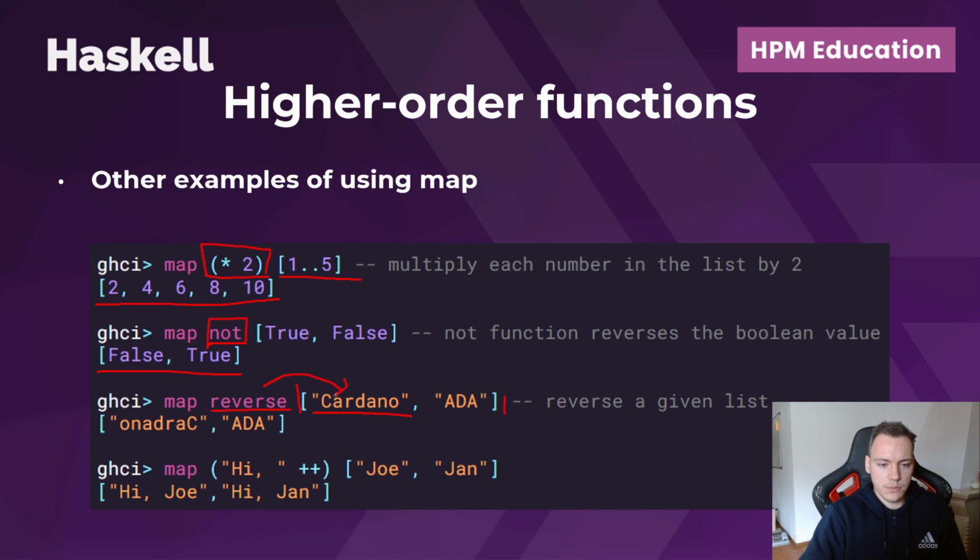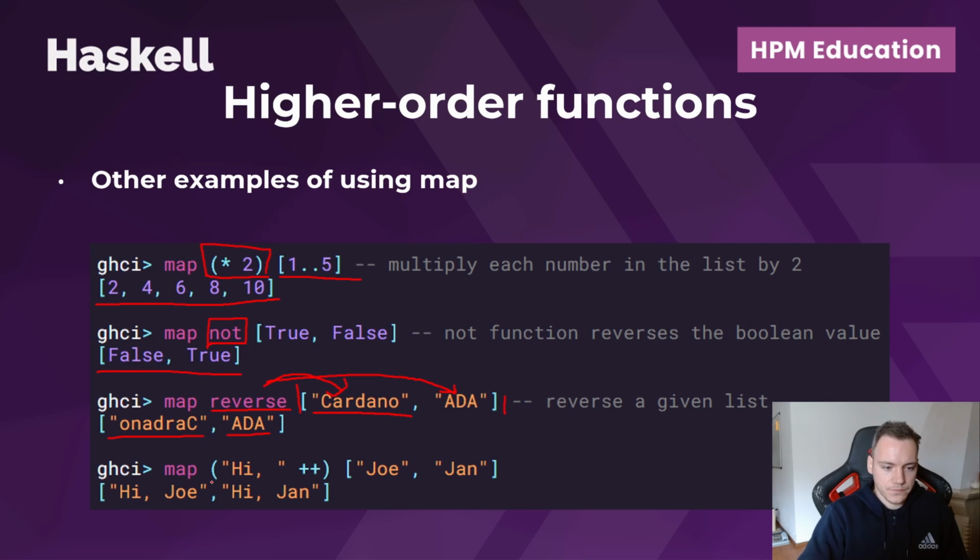So reverse apply to Cardano and apply to Ada. Of course, with Ada, it stays the same because it's the same order, but the Cardano string is reversed here. We can also have some function. This is again using partial application of the plus plus operator, and then we apply it to the function to concatenate the strings, so we get hi Joe, hi Jen.